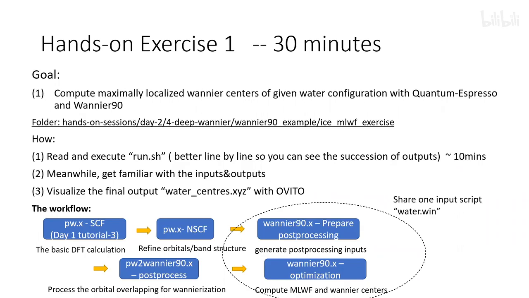So the first step is the basic self-consistent DFT calculation, like the ones you've done yesterday in Zach's session. Then we need to do a non-self-consistent calculation to refine the electron orbitals. The input to the SCF calculation and the NSCF calculation are basically the same, except for one line difference. You can check the input script by yourself to confirm that. The next step is generating the input file for further post-processing with the Wannier90.x code.